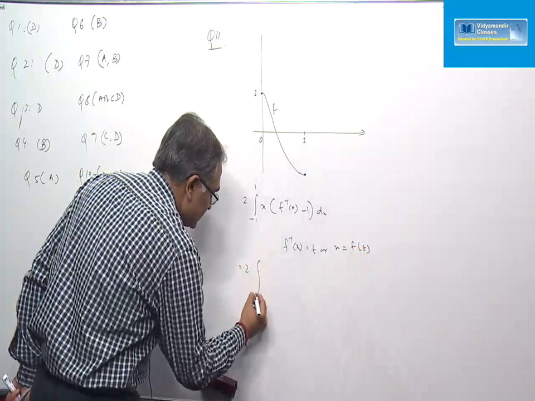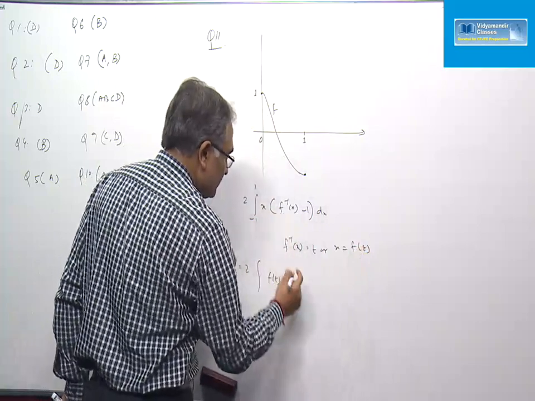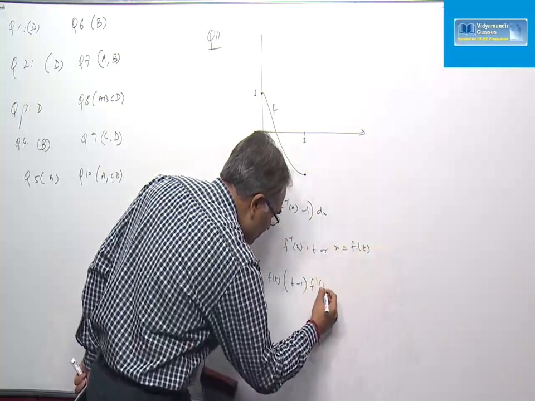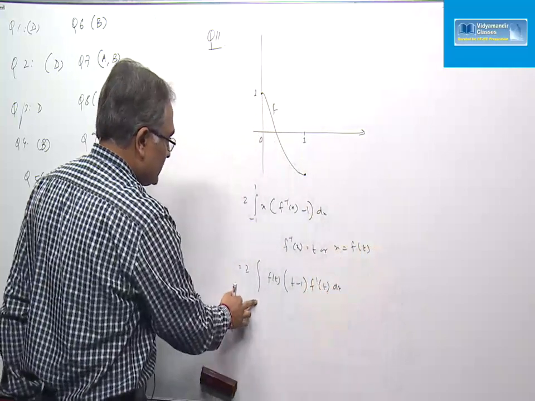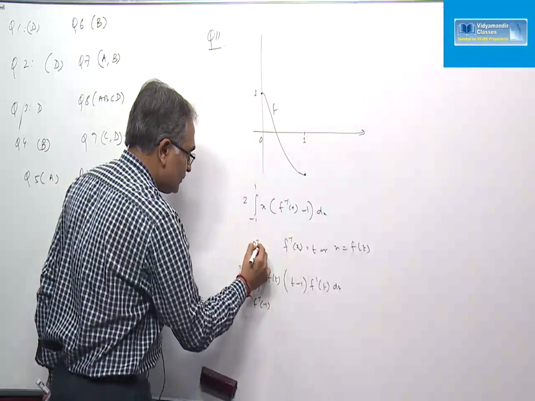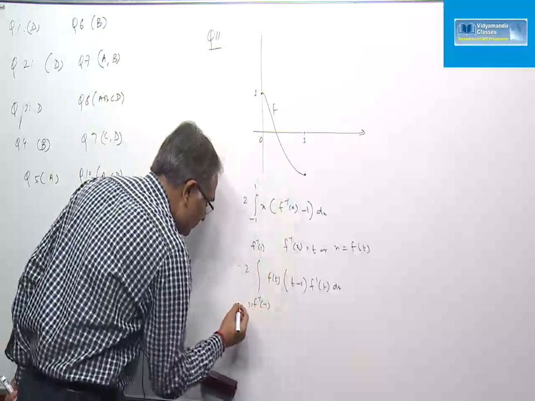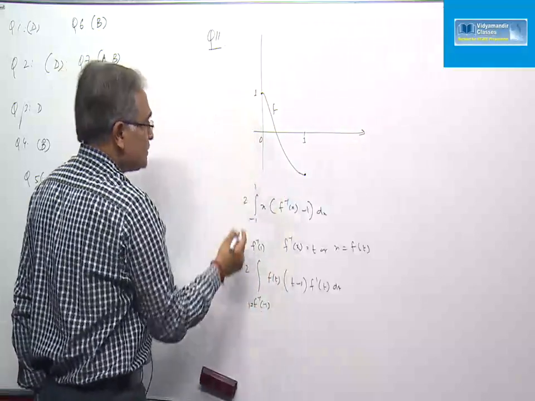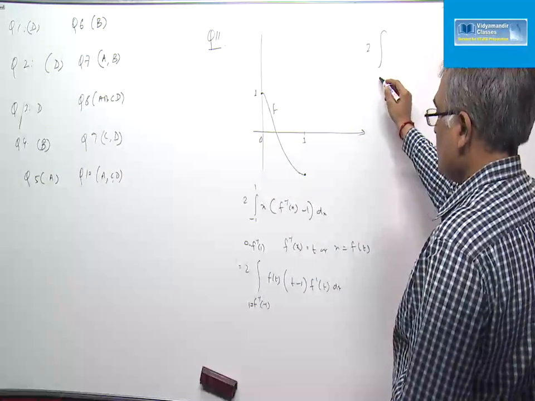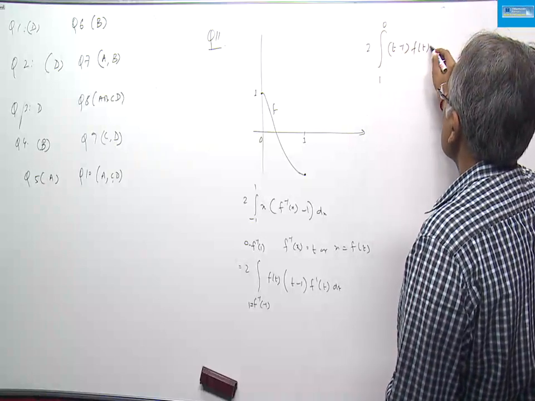Hence twice the integral, that will be f(t) times (t minus 1), dx will be replaced with f'(t) dt. And over here it is f inverse of minus 1 and here it is f inverse of 1. f inverse of minus 1 must be 1 and f inverse of 1 must be 0. That is, we are left with twice the integral from 1 to 0 of (t minus 1) f(t) f'(t) dt.